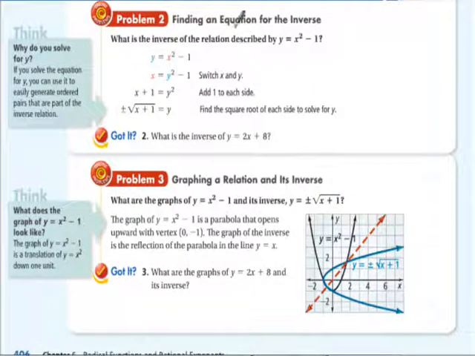Find an equation for the inverse of this. Here's what we do. If this is the original, all I do is switch x with y, and then we solve for y. So we switched x and y, we added 1 to both sides, took the square root of both sides, and so the inverse of y equals x squared minus 1 is y equals plus or minus the square root of x plus 1. And that's a relation, not a function.